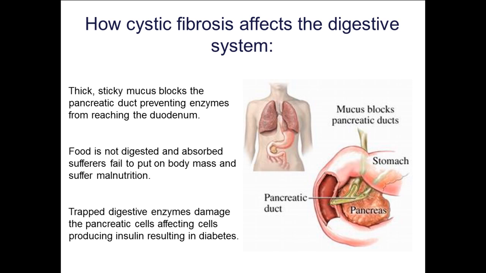In the digestive system, it can block the action of the pancreas, and the pancreas is associated with several types of digestive enzymes. If the ducts that serve the pancreas are blocked, you reduce the level of digestion. So a common symptom of cystic fibrosis is malnutrition. Also, because it affects the pancreas, you're more likely to get diabetes if you suffer from cystic fibrosis.